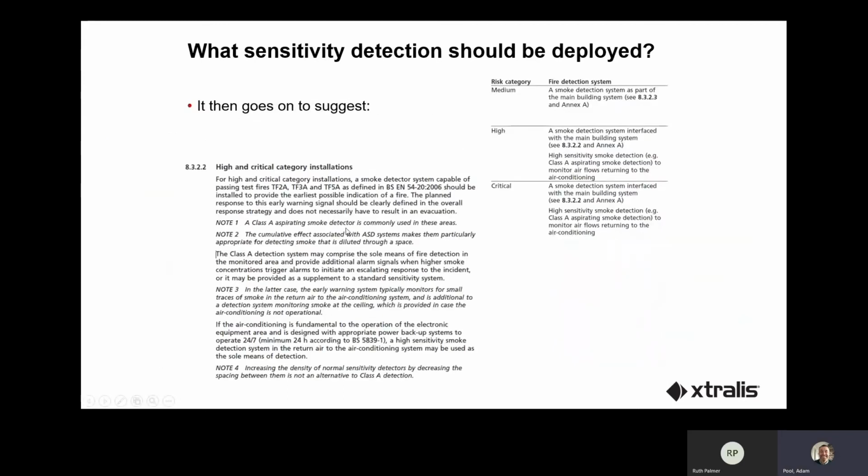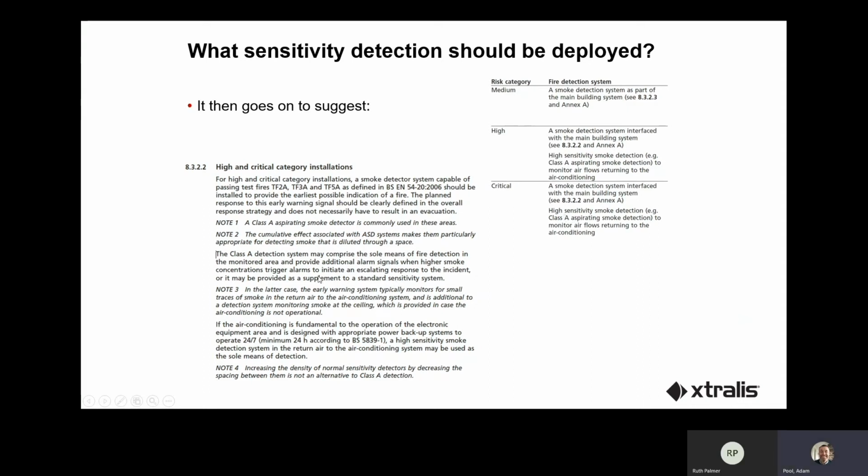When we then look further, there's quite a few words here, but the snippets come from BS 6266. When we look at medium, high, and critical risk categories, and at high and critical data centers, it talks about we should be looking at a Class A high sensitivity aspirating smoke detection system to monitor the return air conditioning. So already the standard is saying that you've got to have high sensitivity across these return air grills, because it's clearly understood that that's where smoke is going to go.